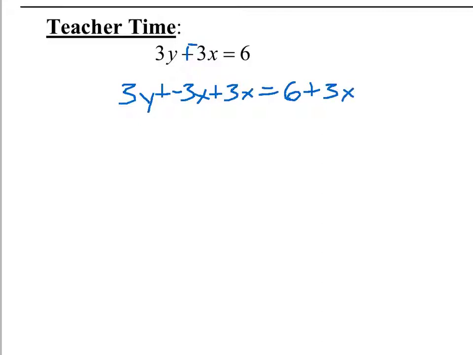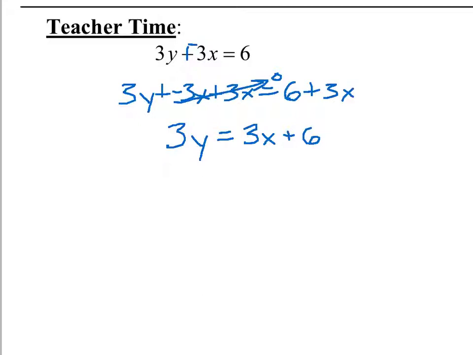So my negative 3x and my positive 3x cancel out because they add up to 0, leaving me with 3y on the left-hand side. And on the right-hand side, I'm going to go ahead and commute my terms. The reason I'm going to commute my terms is because I want it to be in y equals mx plus b form for that slope-intercept. So I'm going to go ahead and put the 3x portion first. Remember, that's 100% okay because it's just addition. It's commutative.